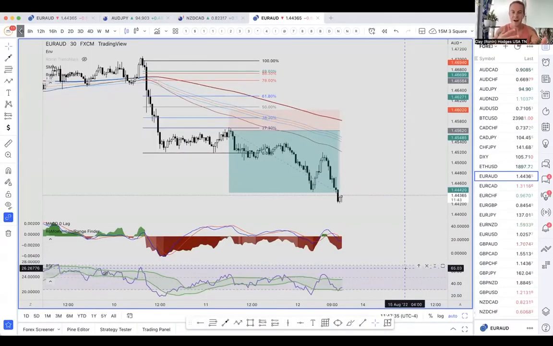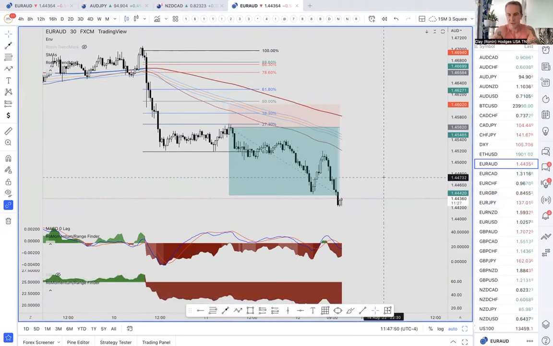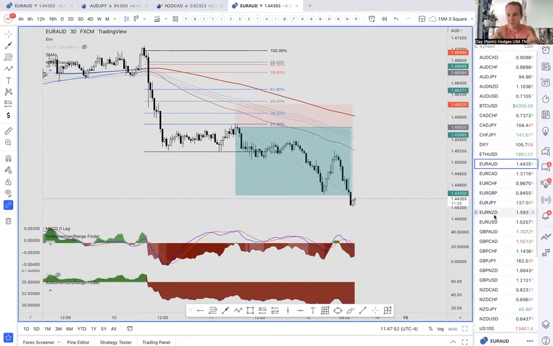Hopefully, you're catching these pullbacks, and hopefully, you're seeing a pattern here in what we're doing with these setups: identifying the trend, looking for these high probability setups, especially with our indicators, the momentum, the system that I'm using. So you can see Euro Aussie here.